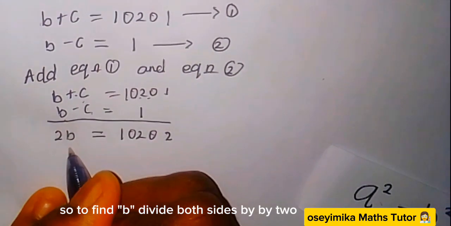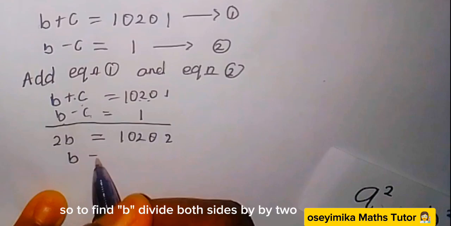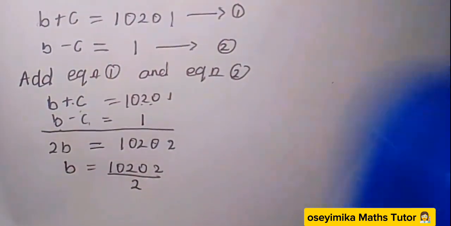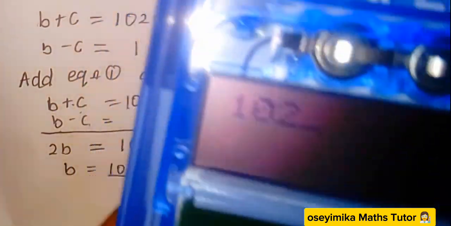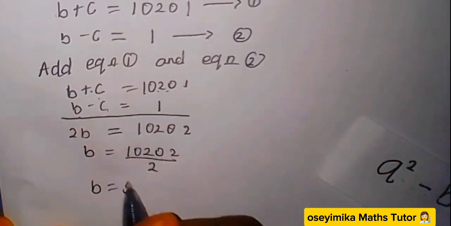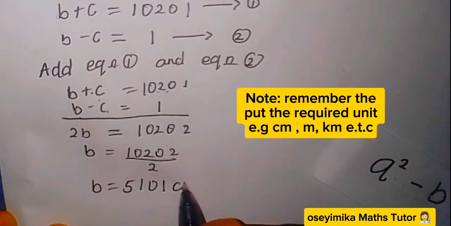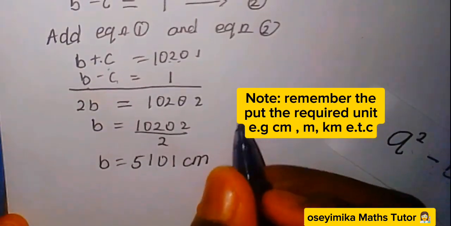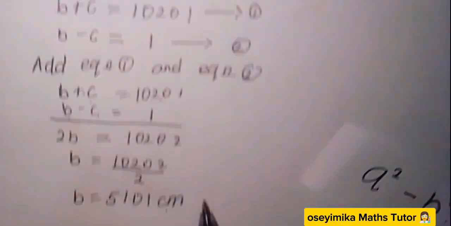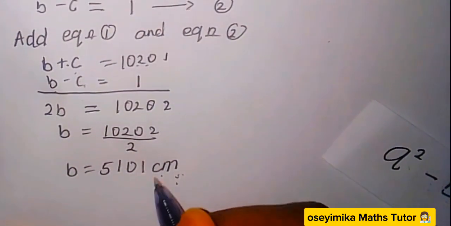To find our B, we'll divide both sides by 2. Let's punch in our calculator: 10202 divided by 2. So we have 5,101. So our B equals 5,101 centimeter. Because this is in centimeter, we have to put this in centimeter also. So I've gotten our B.